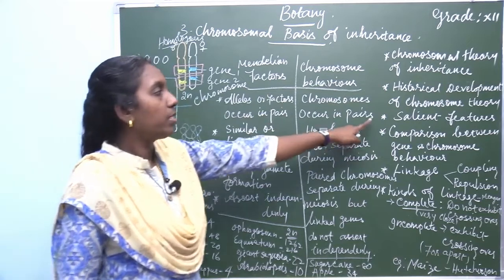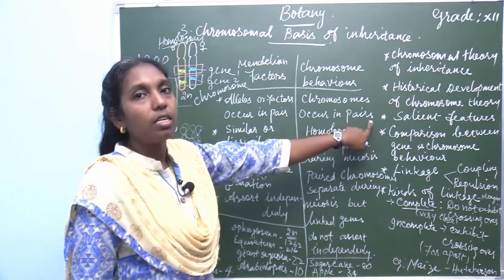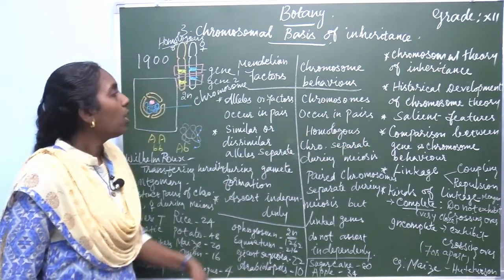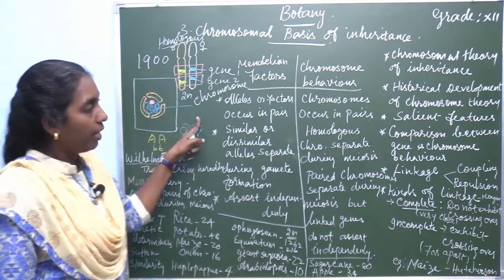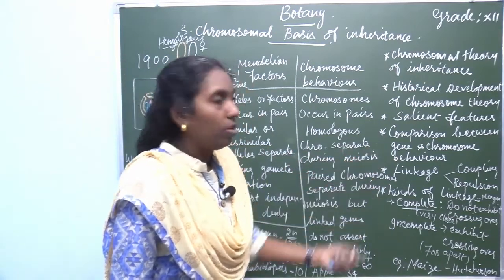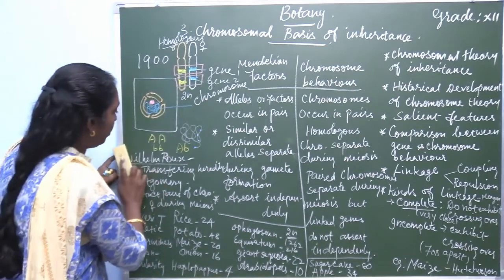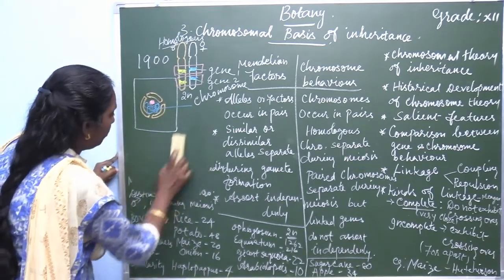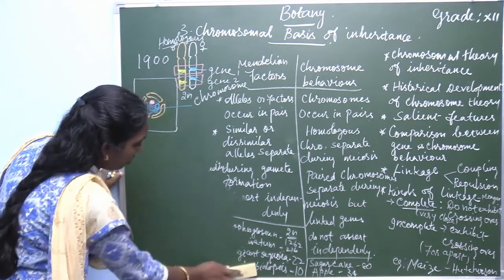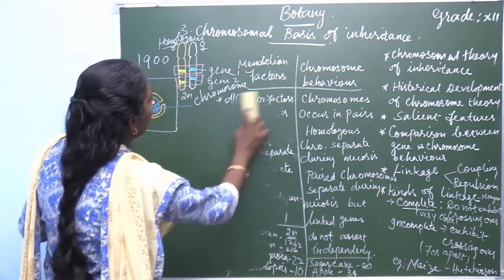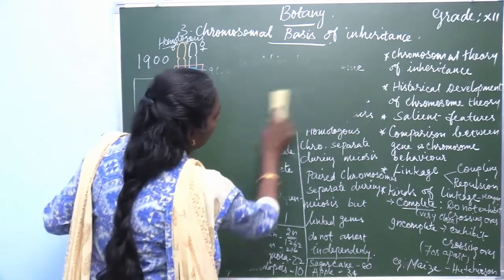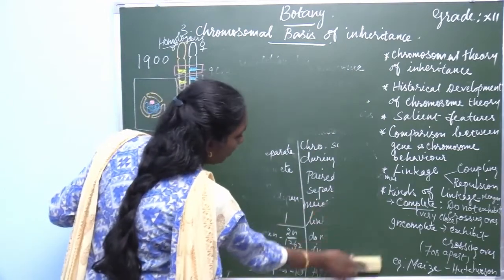Sometimes in a 3 mark or 2 mark question, they will ask what are the salient features of the chromosomal theory of inheritance. Now let us move to the next concept, that is linkage. Linkage. Define linkage.